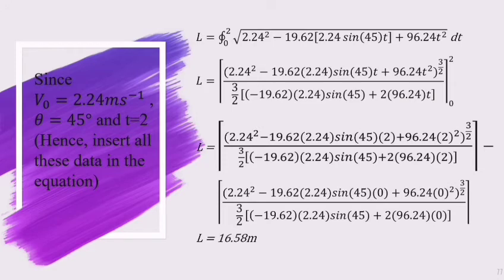Since we have v0 equal to 2.24 m/s, theta equal to 45 degrees, and t equal to 2, those values will be substituted into the equation. Hence, we obtain the length equal to 16.58 meters, by integrating and substituting the values into the equation. That's all.